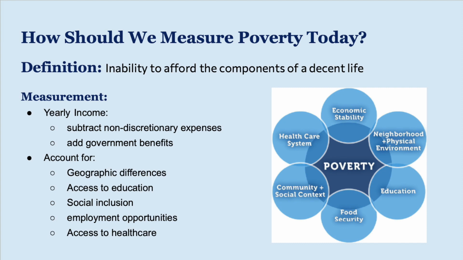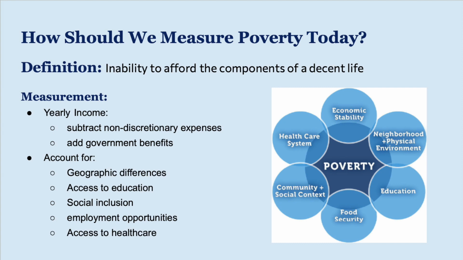However, measuring poverty becomes more complicated when taking into account less easily measured aspects of well-being, like social inclusion, job opportunities, and the environmental circumstances that allow people to live a decent life. Poverty should be defined as a state of being unable to afford the components that make up a decent life, including basic necessities like shelter, food and water, and sufficient access to education, job opportunities, and healthcare.